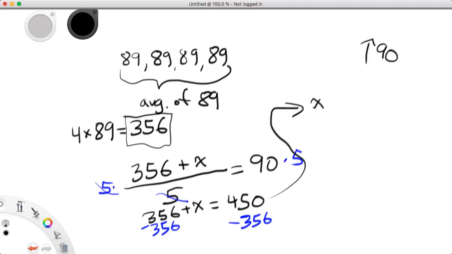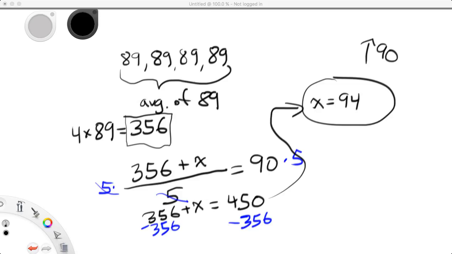So the first thing I'm going to do is I'm going to multiply both sides by 5 so that these can cancel out, okay? And then I'm going to get that 356 plus x equals 450 because that is what 90 times 5 is. Oh, whoops. Let me use my eraser. I don't know why I put a 4 there. 356 plus x, okay, equals 450.